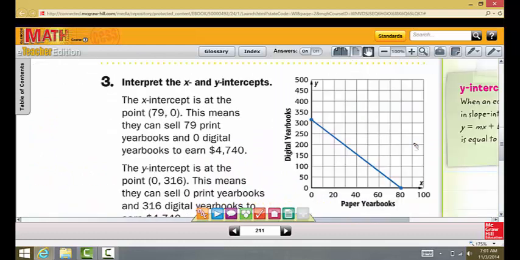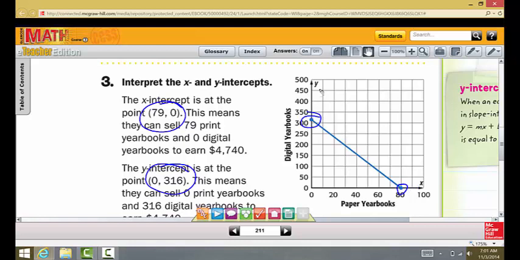Okay, now it says to interpret those x and y intercepts. Well, the x-intercept is at 79, and the y-intercept is at 316. Okay, so the x-intercept is at 79, the y-intercept is at 316.